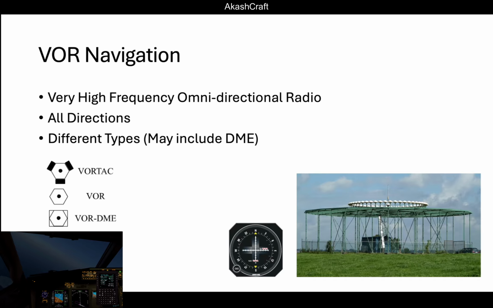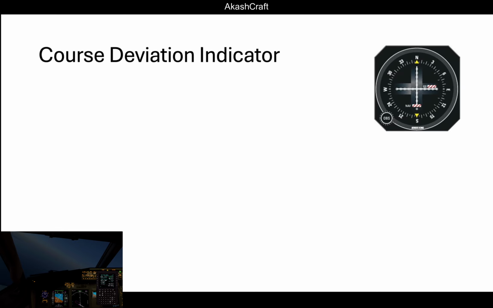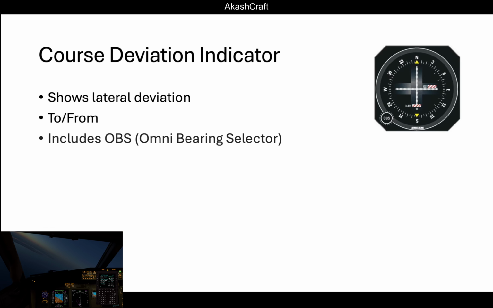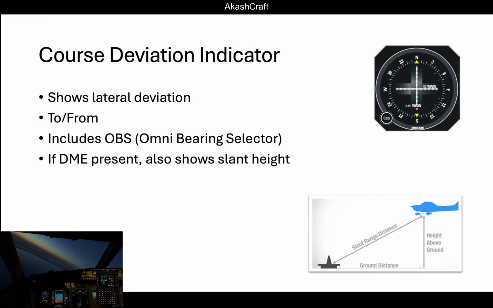To intercept and fly towards one, you need a CDI, or course deviation indicator. It shows the lateral deviation, to and from indications, and it also includes an OBS, omni bearing selector. This is the same course selector you saw on the MCP panel earlier. So if DME is available, you will get the slant distance, that is the hypotenuse of a triangle. So even if you're directly above the beacon, your DME will equal your altitude. So you'll never get a 0, well of course, unless you crash into it.